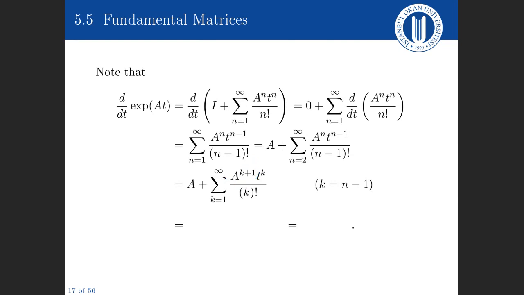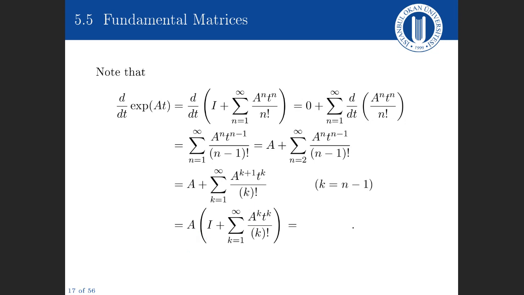There's one more thing to note here. Instead of starting at n equal to 2, we start at k equal to 2 minus 1. We start at k equal to 1. That's just a substitution. And then we can factor out A. Take one A outside of the bracket, we get I plus, and instead of A to the power k plus 1, we have A to the power k.